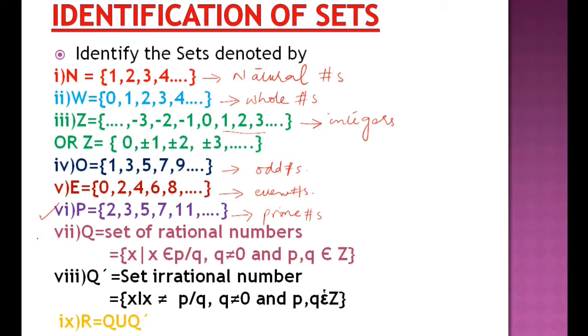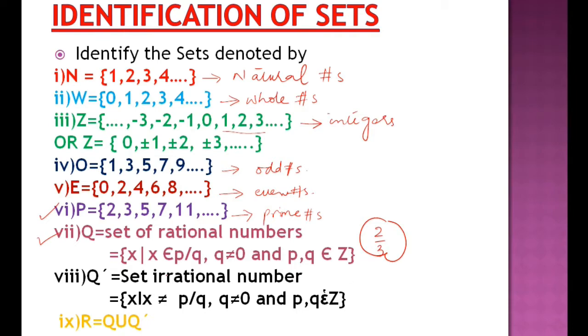Next one is Q. Q is the set of rational numbers. Rational numbers are those numbers which are written in P by Q form, where Q is not equal to 0 and both P and Q belong to the set of integers. For example, 2 upon 3. This 2 upon 3 is a rational number.